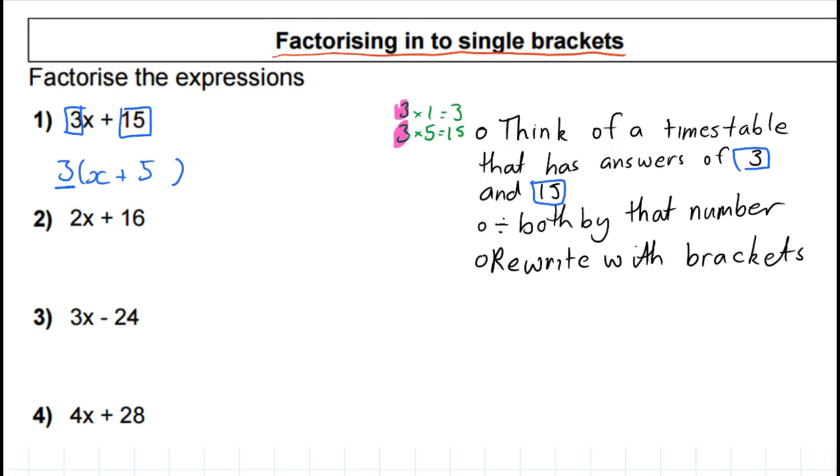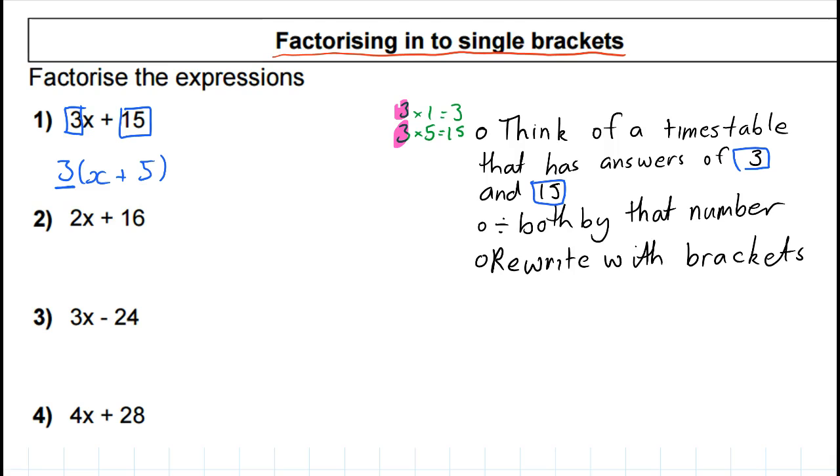And that's our answer. So I'll just make the brackets a little bit neater and closer. Okay, you've got 3 outside of x plus 5, and that's my answer. That's factorised. The top one is the expanded form that we worked to last time, and then the bottom one we just did is the factorised form.